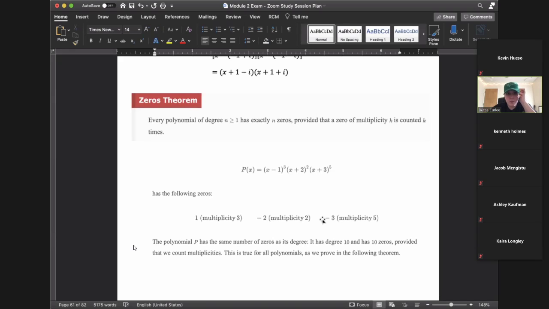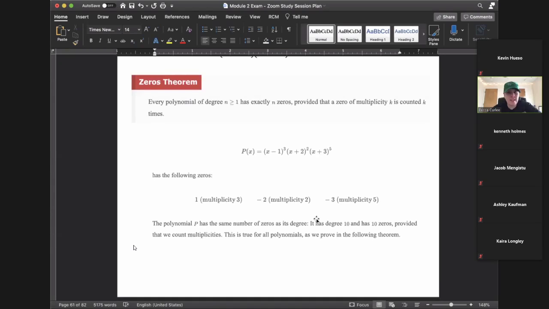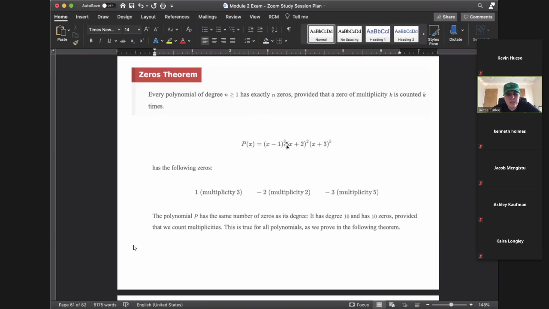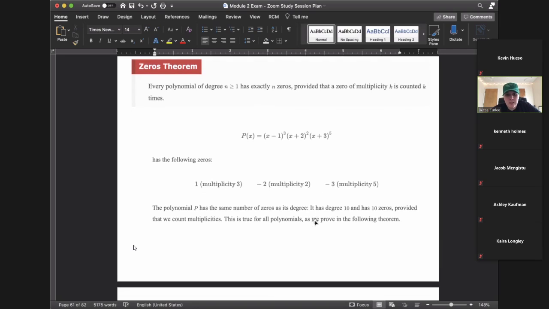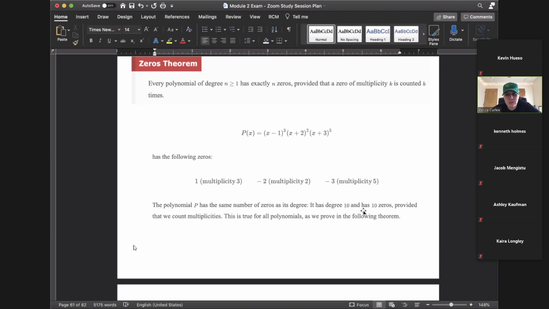All right, the zeros theorem. Every polynomial of degree n greater than or equal to 1 has exactly n zeros, provided that a zero of multiplicity k is counted k times. So basically that's saying whatever the degree of your polynomial is, that's how many zeros you're going to have. So this is going to be a degree 10 polynomial, because we have 3 plus 5 plus 2. So that's 8 plus 2. So we've got 1 is a zero, and it's of multiplicity 3, because it occurs 3 times: x minus 1 times x minus 1 times x minus 1. And then we've got -2 is a multiplicity 2, and we've got -3 is a multiplicity 5. So we know that it's going to have the same number of zeros as its degree.